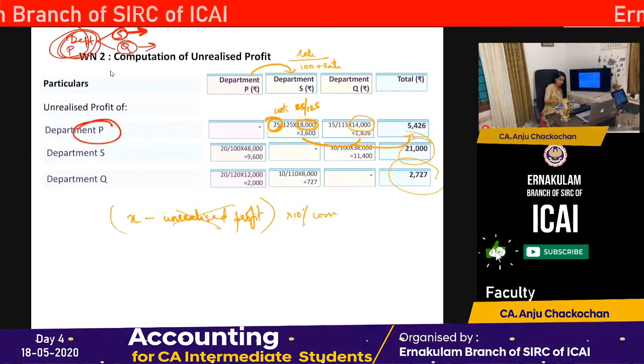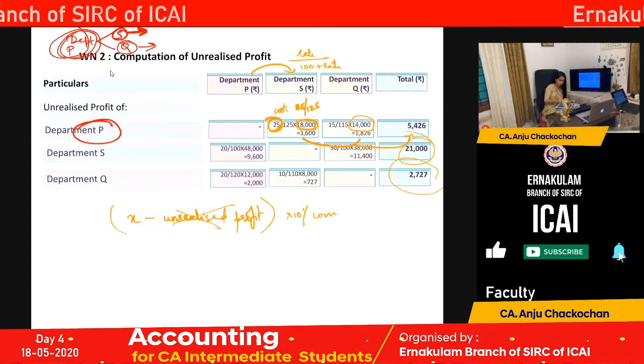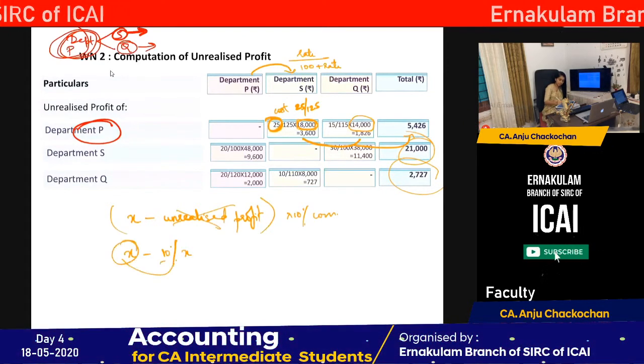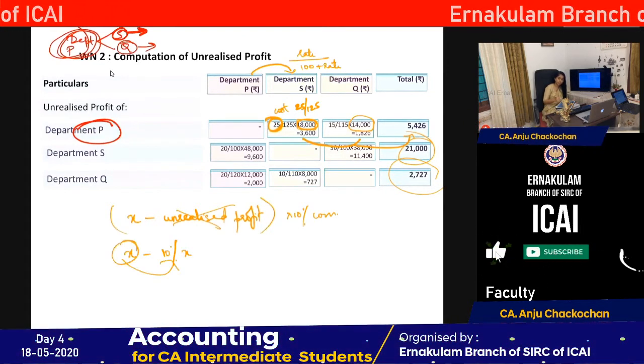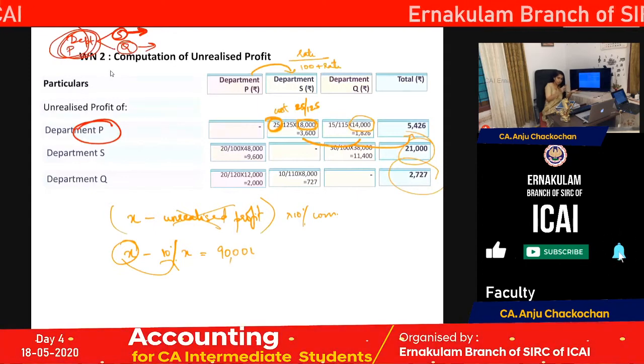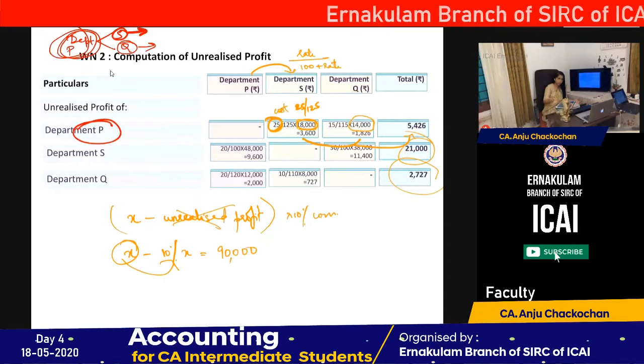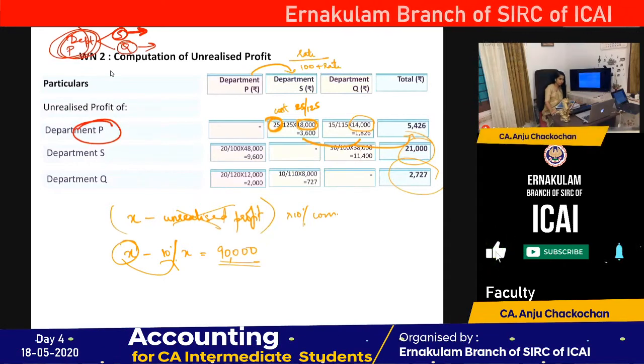So what has to be done? From the profit, they reduced straight 10%. On this X, they straight away reduced 10%. I'm just taking the case of department P. So from the profit, they reduced the commission amount, and they got the amount as 90,000.